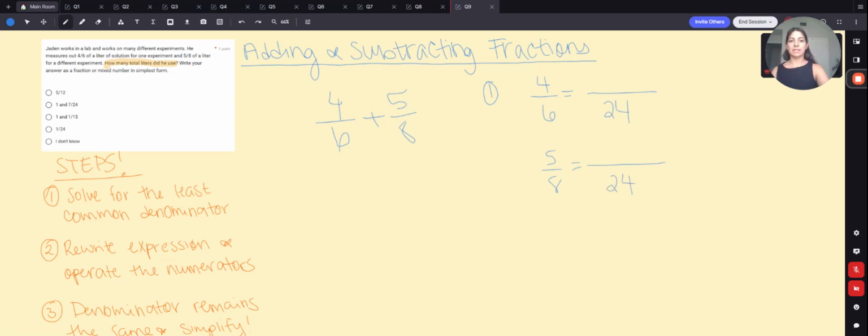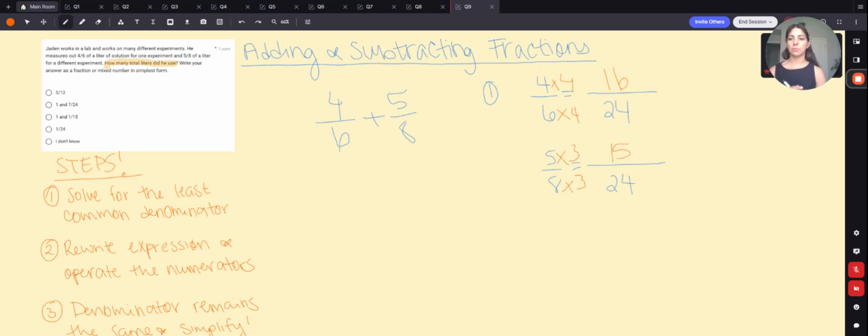And now we just have to ask ourselves, what is our equivalent fraction? How do we get 6 to 24? This involves a little bit of multiplication. So 6 times 4 equals 24. And whatever we do to the denominator, we have to do to the numerator. So 4 times 4 is 16. And then we apply that same process to 5/8. 8 times 3 equals 24. So we say 5 times 3 equals 15.